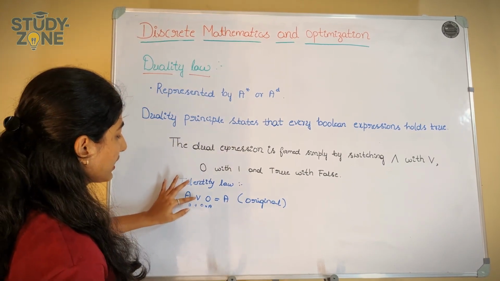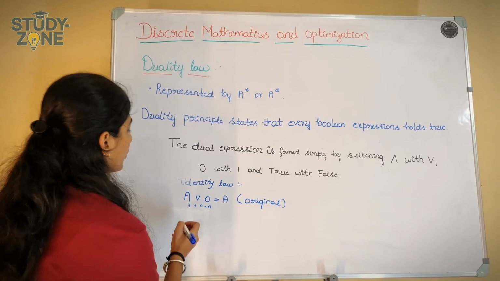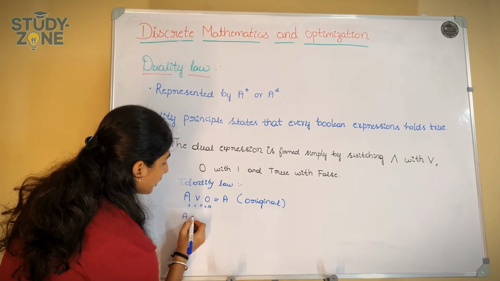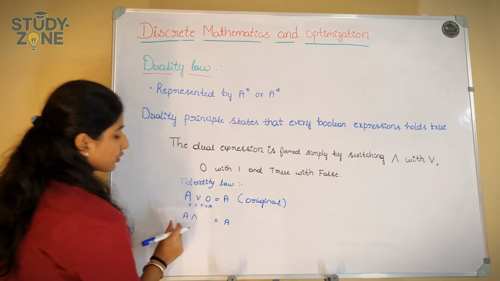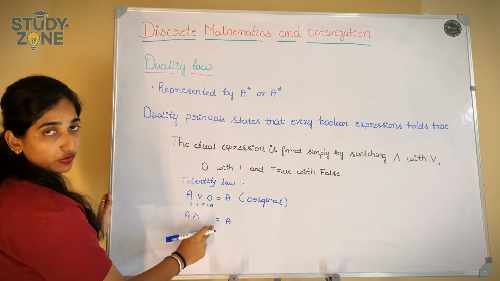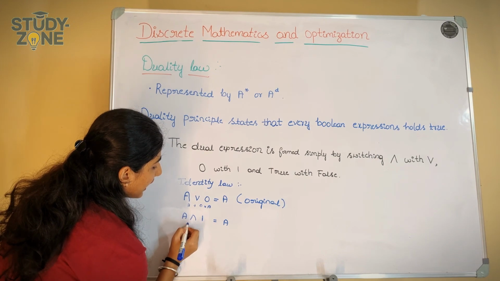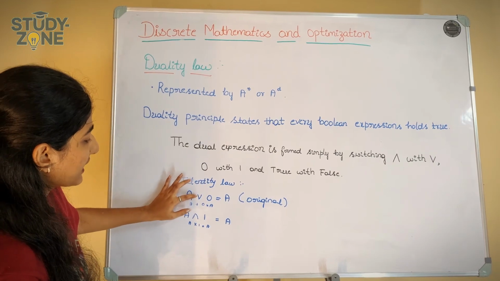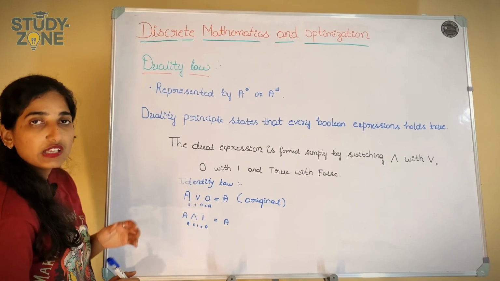So what does duality law suggest? It tells that we have to replace or with and, and we should get the same result, correct? So look here, there is A, that's correct, and in the place of or we have to replace with and, right? And then our result should be A only. So if we put 0 here, then the result will be 0, correct? So we can't put 0 here. That's why we have to put 1 here, which means A into 1 is A, right? So when we replace or with and, we get the same result. This is the explanation of duality law.